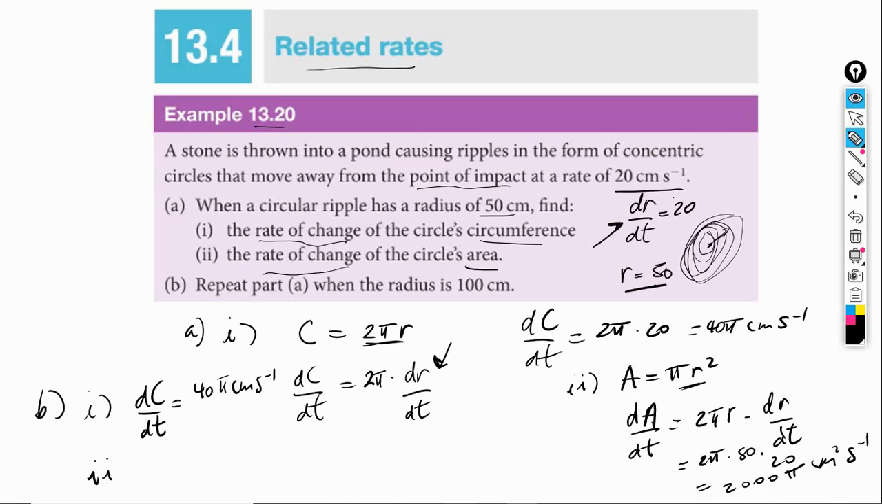But for part two, because we found that the rate of change of the area is equal to 2 pi r, r used to be 50, now it's 100. So 2 pi times 100 times the rate of change of the radius. And this equals 4,000 pi centimeters squared per second.